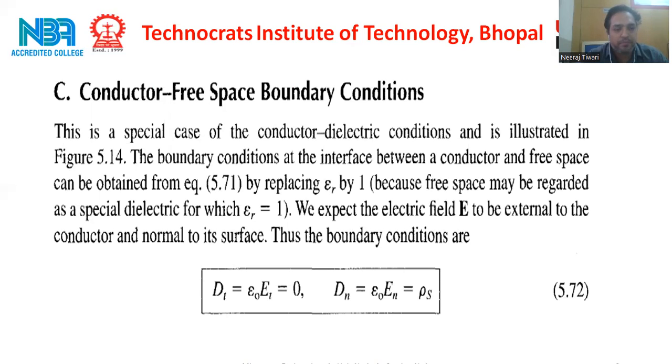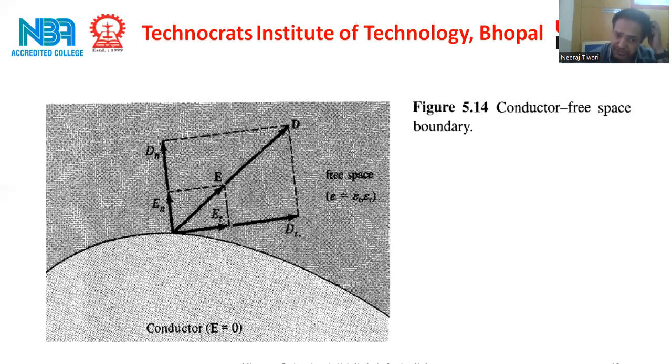Now the third case, in which you have to derive a formula by using boundary conditions, is the conductor and free space boundary condition. You can see the diagram of the conductor free space boundary condition. In this figure, the downside is the conductor and the upper side is free space.